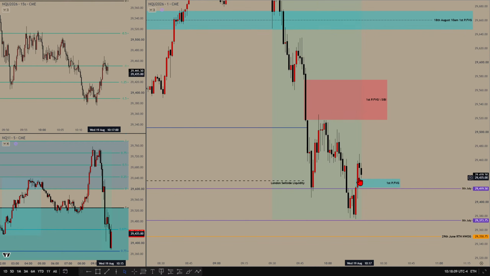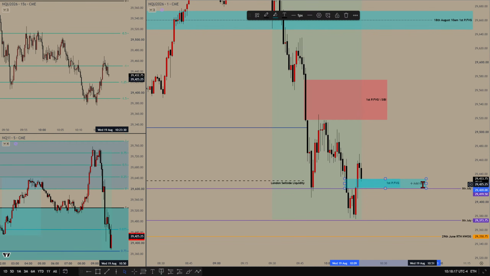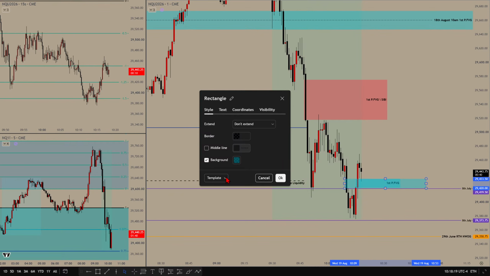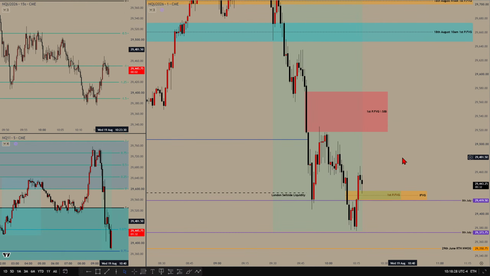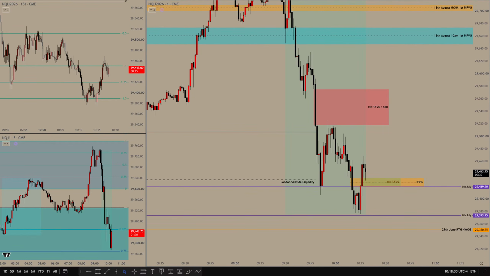So that is our 10 a.m. first presented fair value gap. Of course, this is your 10 a.m. first presented CB inversion. I would prefer the inversion because it's not the exact same size, I'm saying. But ideally, that holds and takes us into our first presented gap.